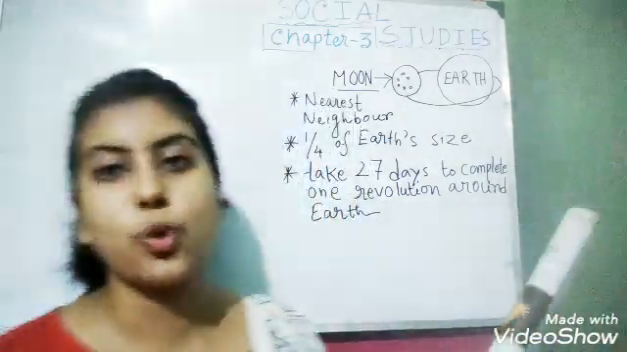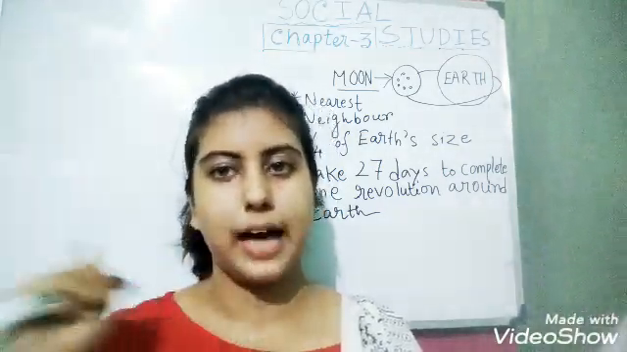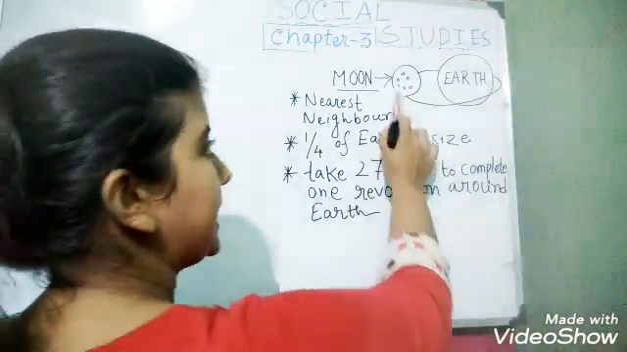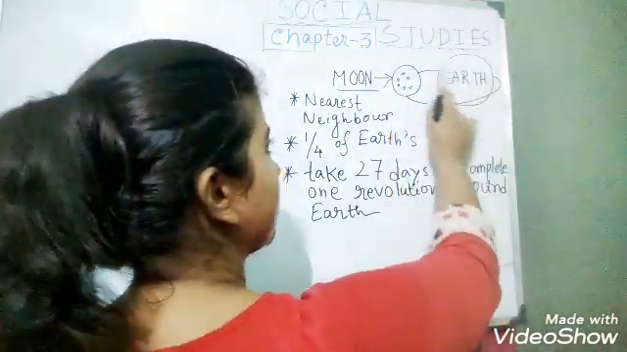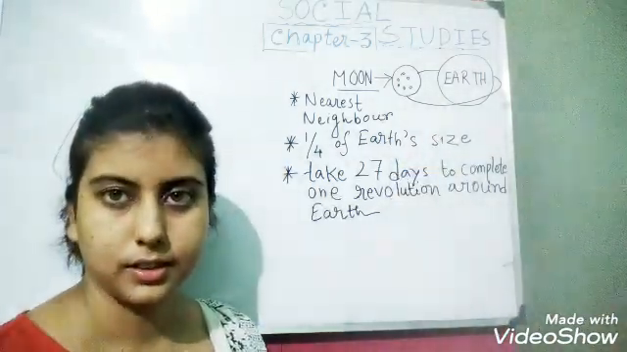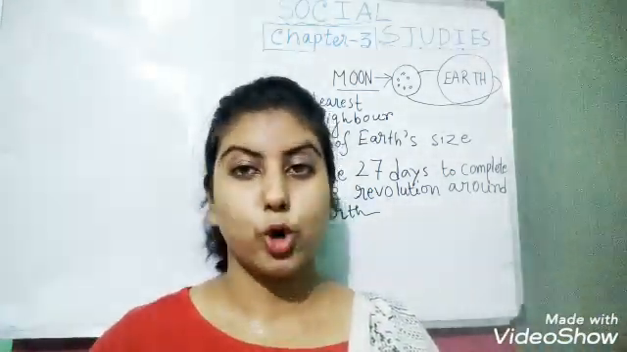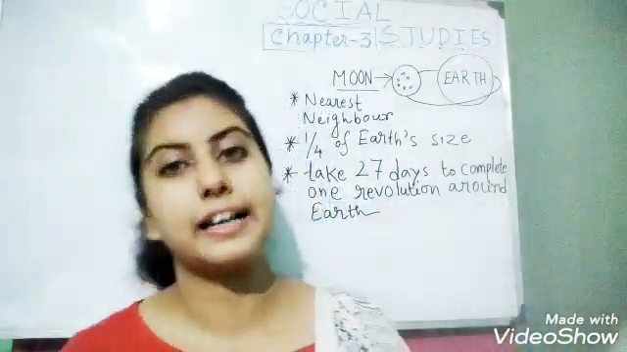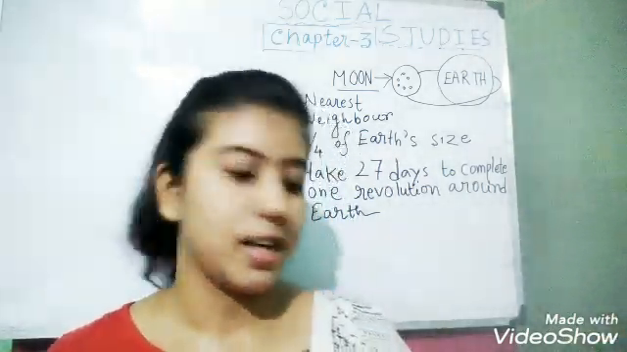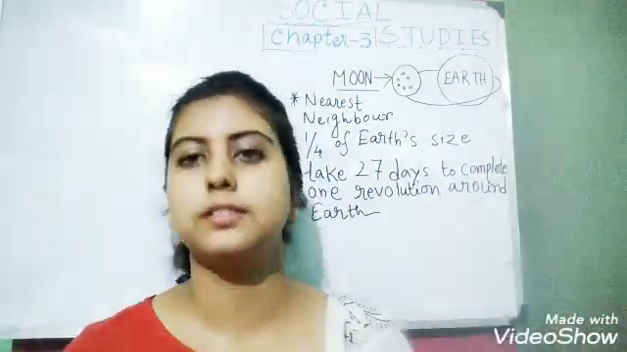It takes 27 days to complete one revolution around the earth. The moon takes 27 days to complete one revolution around the earth. It also takes the same time to rotate on its axis. So, we always see the same side of the moon from the earth.